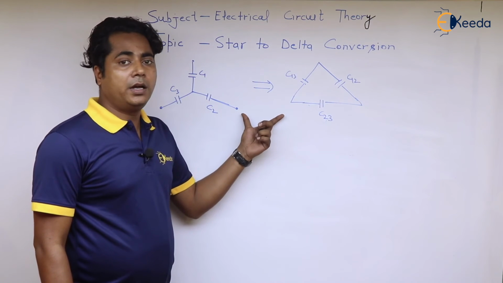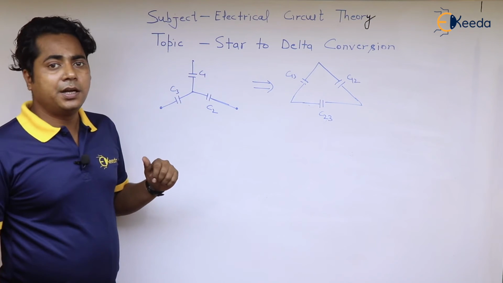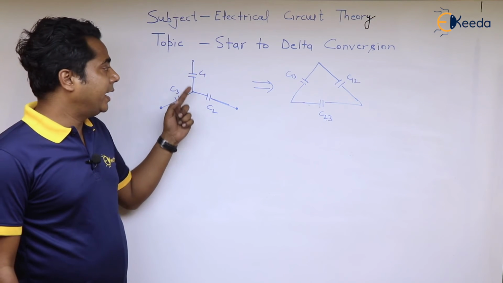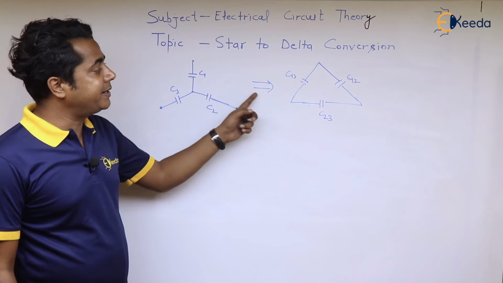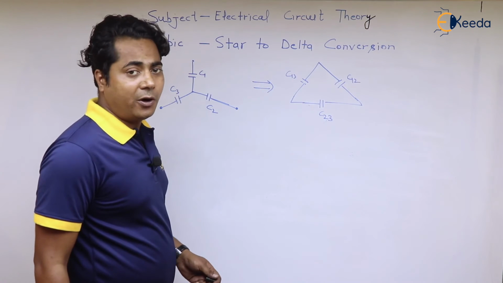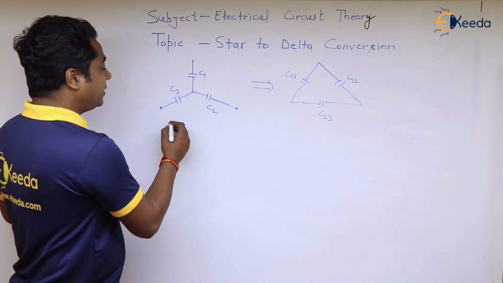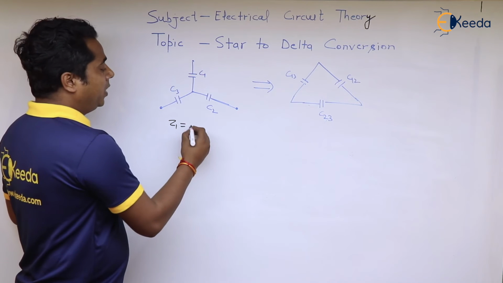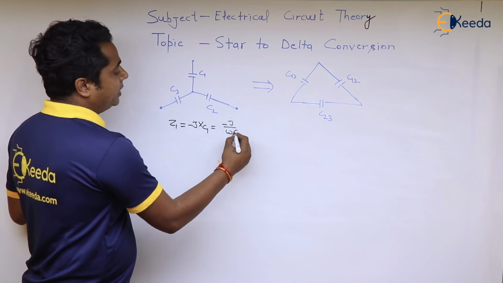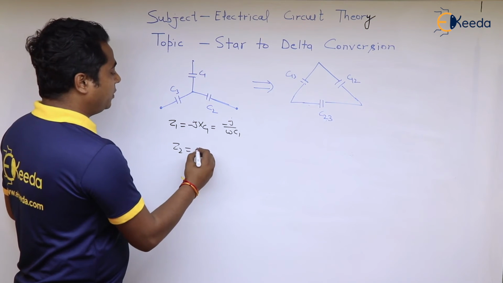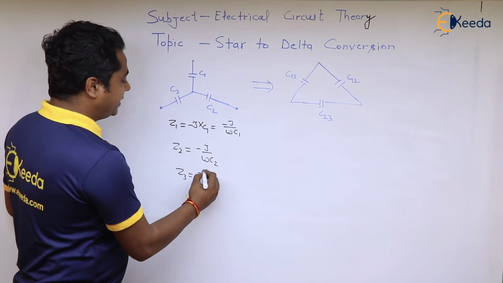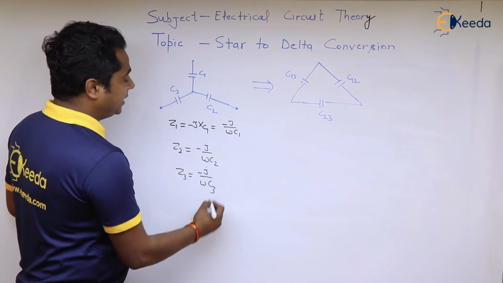Next here we are going to consider the value of capacitance. We have 3 capacitance, C1, C2 and C3, and these are connected in a star and we are converting into delta. So what will be the value of C12? We will take help from impedance. We know that the value of Z1 will be equal to minus J into XC1, that means minus J upon omega C1. The value of Z2 will be equal to minus J upon omega C2. The value of Z3 will be equal to minus J upon omega C3.